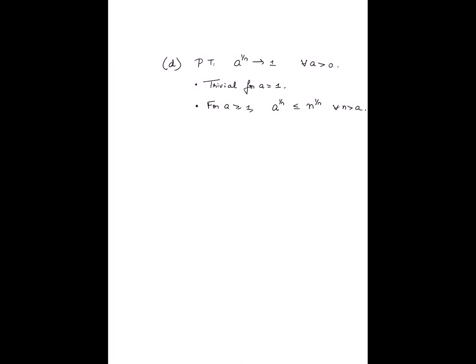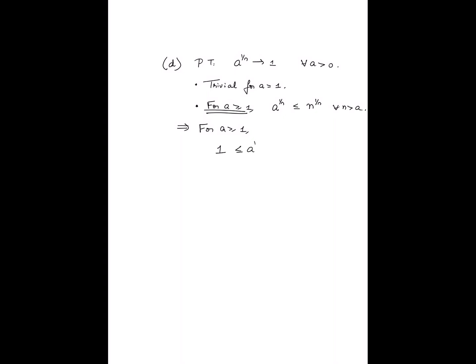Okay, so my claim is that suppose a is greater than or equal to 1, the nth root of a is in fact going to be less than or equal to the nth root of n for all n that is larger than a. Okay, so what this means is that if you look at the special case where a is greater than or equal to 1, again let me reiterate that for a greater than or equal to 1, then in fact I will have this sandwiching hold.